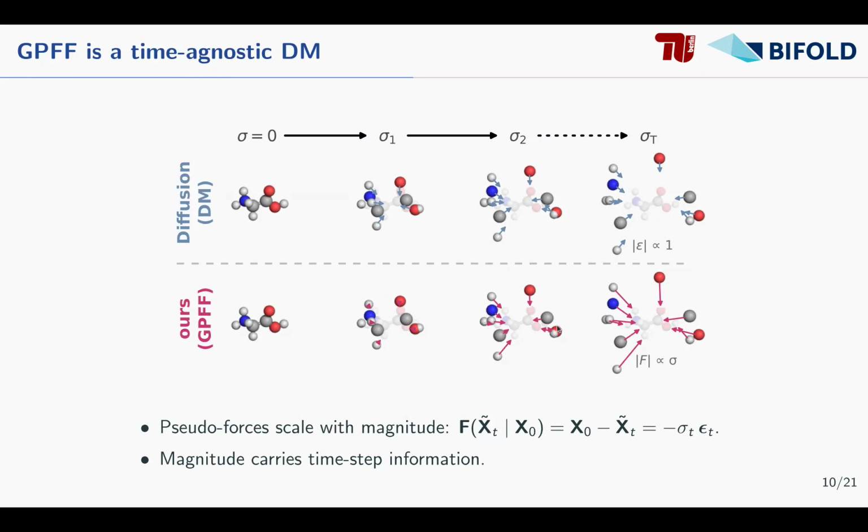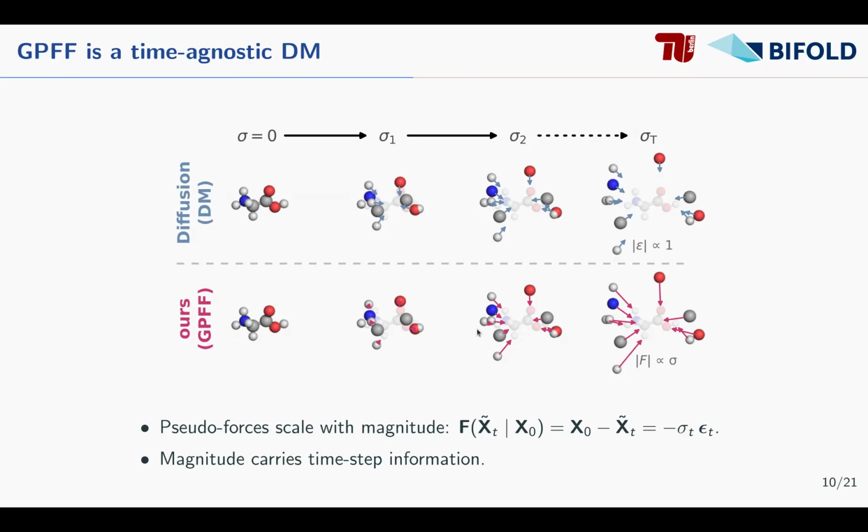But there's one key difference, and that is that the diffusion model learns these noise vectors here in blue, which don't have any magnitude. So they have the same length independent of the noise level that we used. And in GPFF, we scale those noise vectors with the magnitude, which means that if we are at large noise levels, so the structure is very perturbed, we end up with pseudo-forces with a high magnitude. And if we are at low noise levels, the magnitude of the pseudo-forces is very small, just like in standard machine learning force field models.